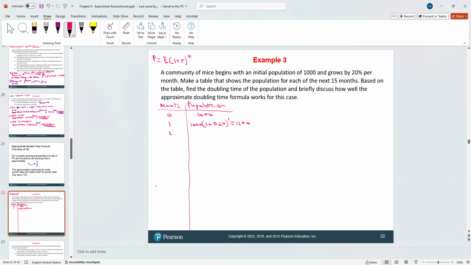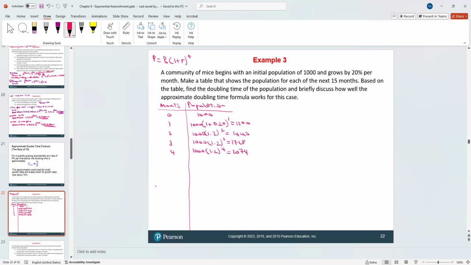Now you can do the second month, you do the same, but now it is 1.2 power 2. Okay, that would give you 1,440. If you do 3, you still have 1,000 times 1.2 power 3, because the percentage is always the same, which gives 1,728. All right. If you do 4 months, we're going to have 1,000 times 1.2 power 4.